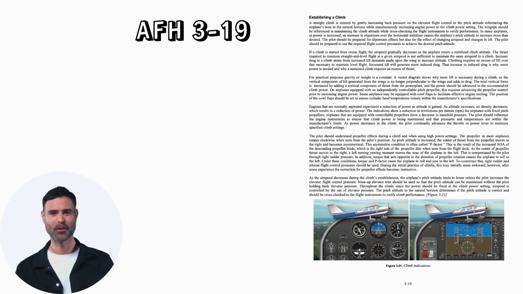A vector diagram shows why more lift is necessary during a climb, as the vertical component of lift generated from the wings is no longer perpendicular to the wings and adds to drag. The total vertical force is increased by adding a vertical component of thrust from the power plant, and the power should be advanced to the recommended climb power. On airplanes equipped with an independently controllable pitch propeller, this requires advancing the propeller control prior to increasing engine power.